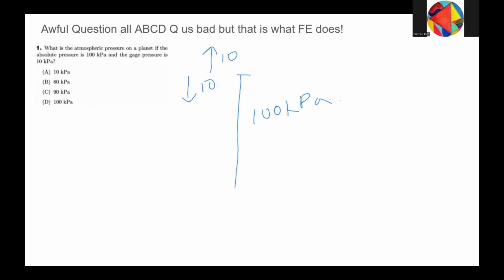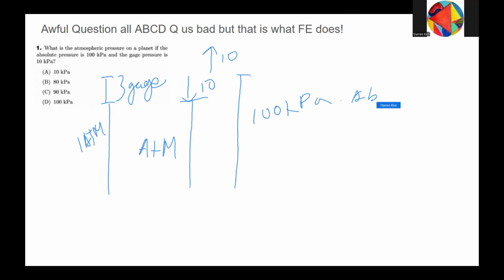Well, that's interesting because you can already understand that. Hmm, think about it. What you're supposed to get is ATM, right? So ATM must be this one over here, because 1 atm plus whatever gauge equals absolute. So 100 minus 10 equals 90 kilopascals. So in that case, it should be C.